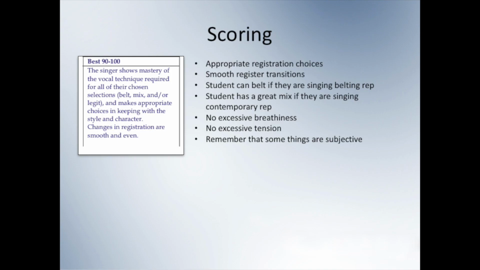Now let's take a moment to review the NATS rubric and look at how these concepts I've introduced can apply to adjudicating. In the category of best, the NATS rubric says the singer shows mastery of the vocal technique required for all of their chosen selections and makes appropriate choices in keeping with the style and character. Changes in registration are smooth and even.